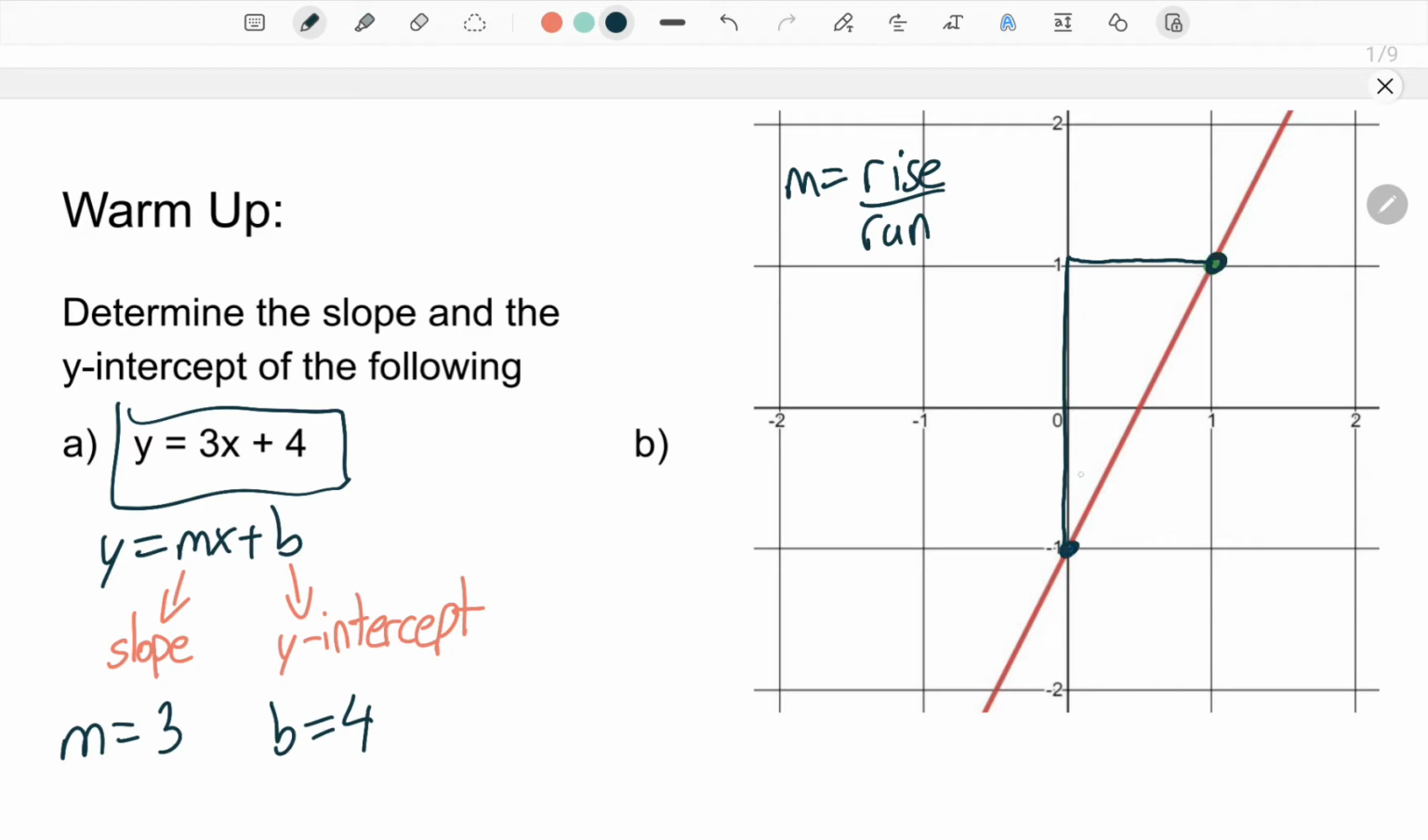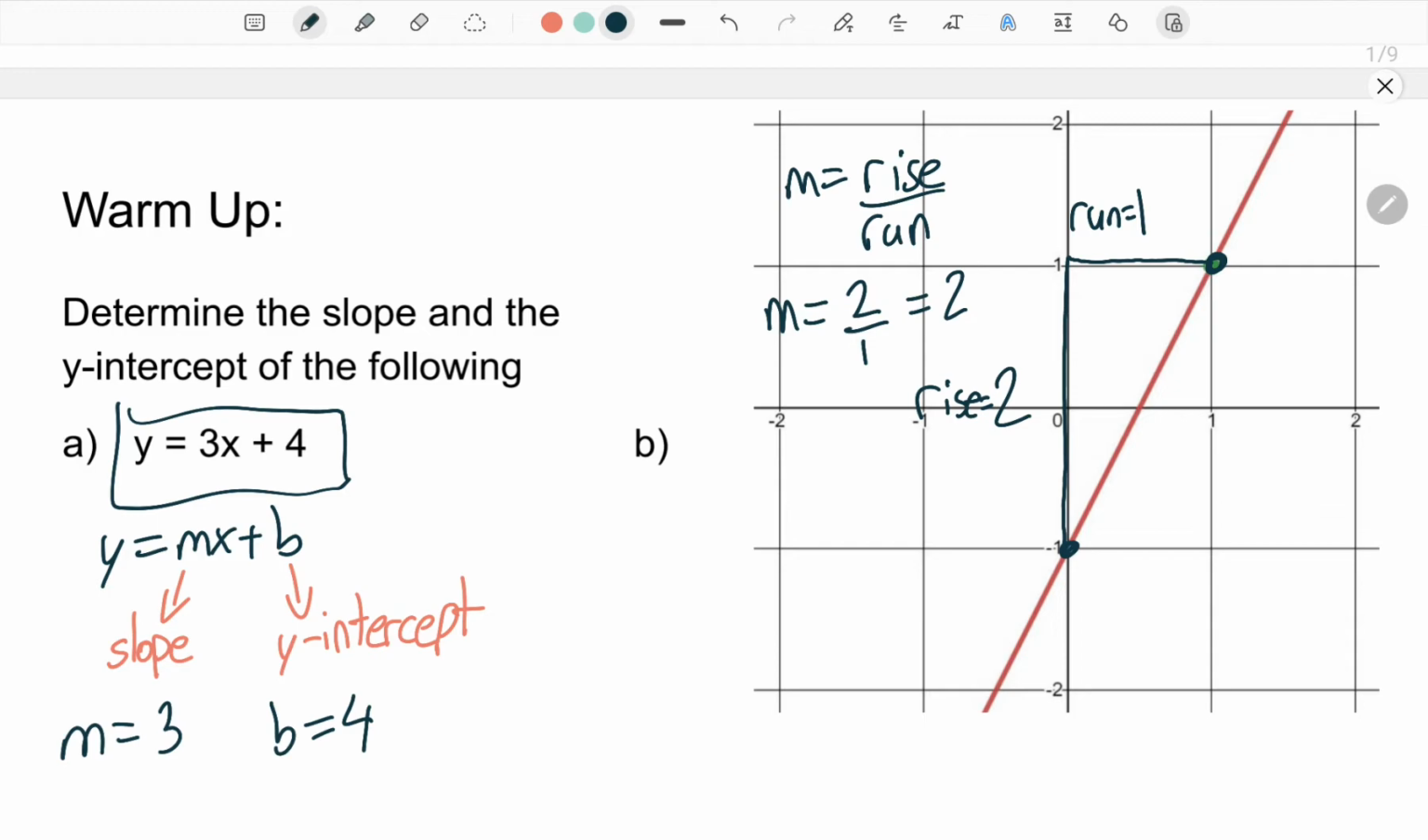So from there to there, we went up 2 grid points and across 1. So this is our rise and this is our run. And so because of that, our m value is going to be 2 over 1, or you can simplify it to 2.